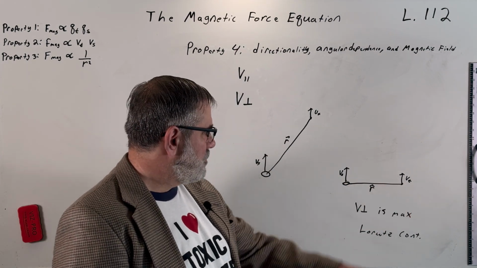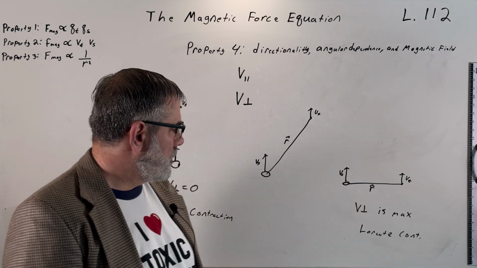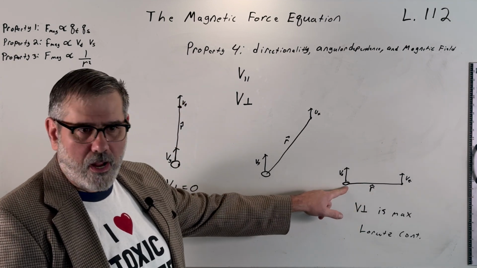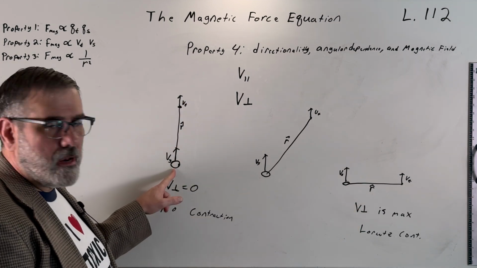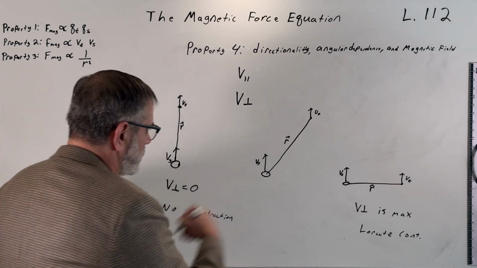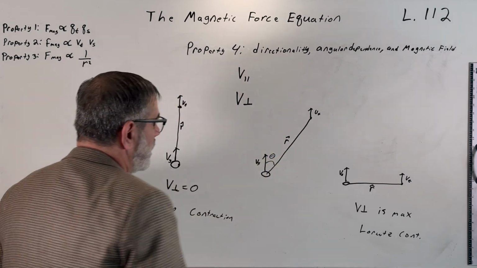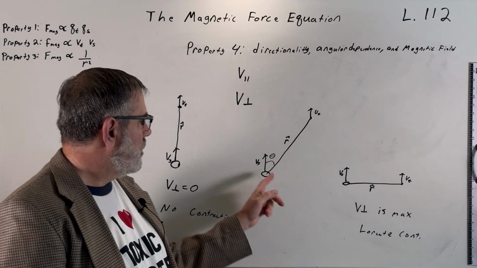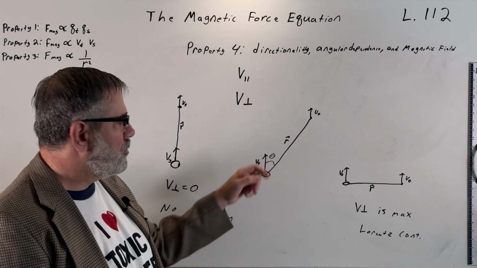So here, when we maximize the relative velocity that's perpendicular to the displacement vector, we get the maximum Lorentz contraction. Here, it's minimized. There's no Lorentz contraction. And otherwise, it's basically related to the sine of the angle between them.